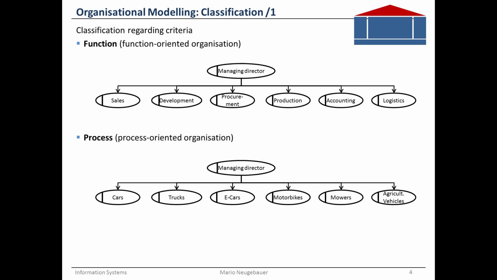And this then would finally lead to the process-oriented organization, and therewith you concentrate on the different processes within these departments or within these organizational areas. So here in this case, you would care about the criteria, function, or process, which are important for your organizational modeling.